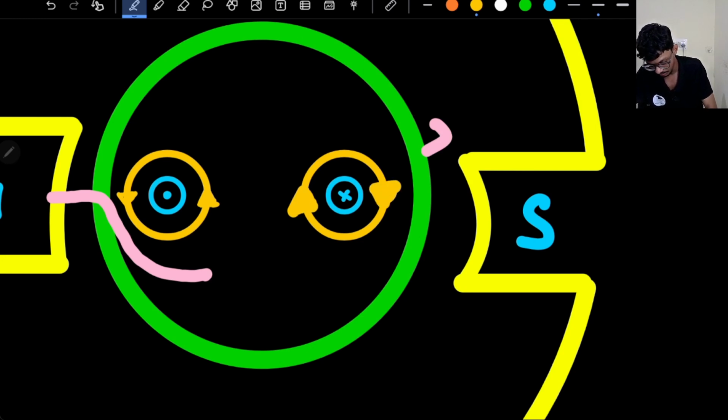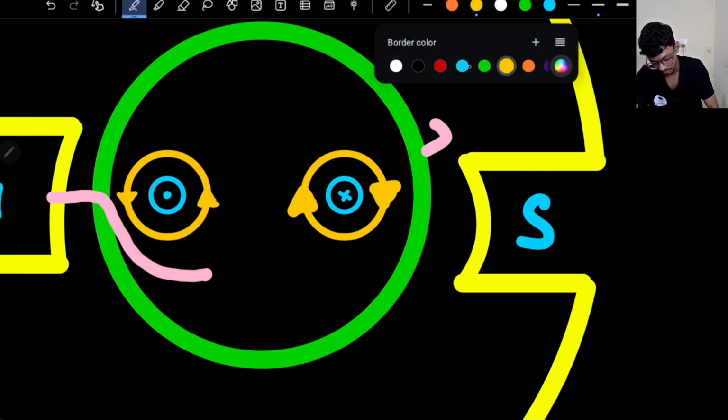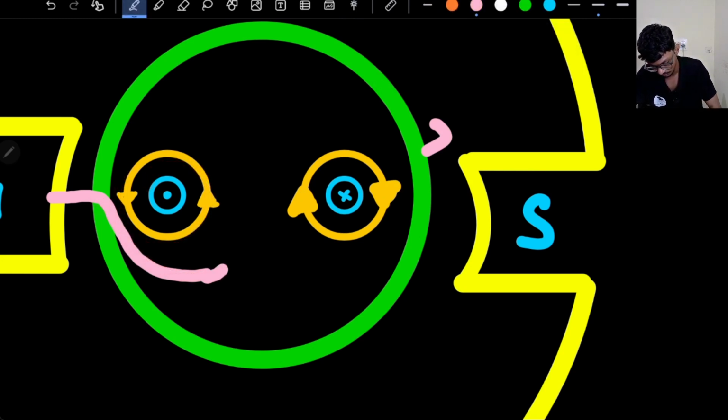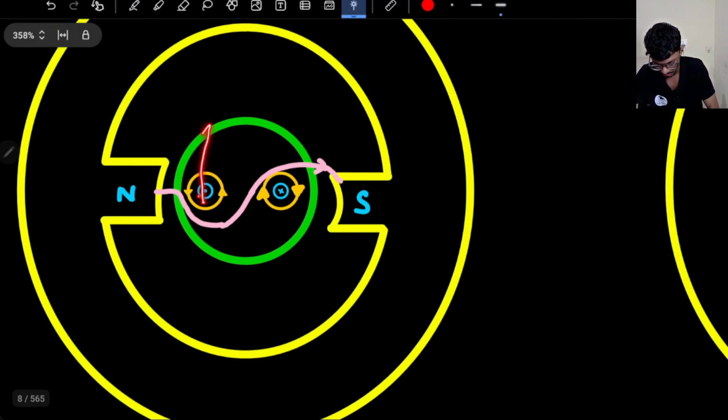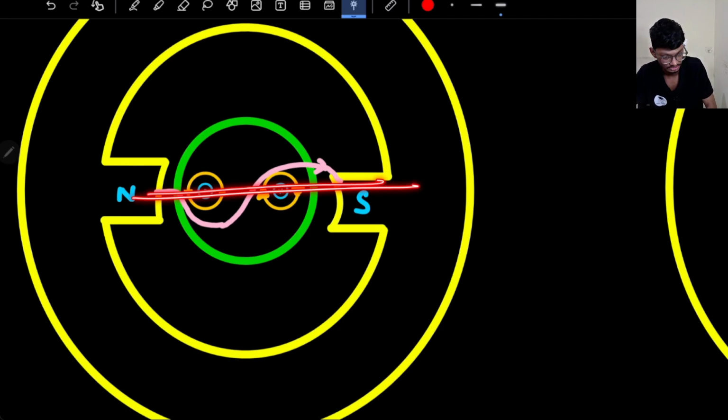then the resultant field will be like this, because it is in the anti-clockwise direction, and here the resultant field will be like this, because it is in the clockwise direction. Now basically the field winding will try to push this conductor upwards, and it will try to pull this conductor downwards, because the resultant field is supposed to be like this, right?